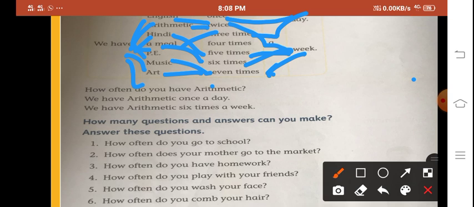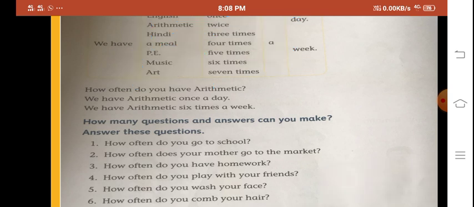Or you can write it on your own. Okay. Similarly, how many questions and answers can you make? Answer these questions. How often do you go to school? So you have to write it on your own. I go to school 6 days a week. Similarly, how often does your mother go to the market? You have to write it on your own. How often do you have homework? How often do you play with your friends? How often do you wash your face? How often do you comb your hair? So you have to do all these answers on your own. Okay, this is for you only.